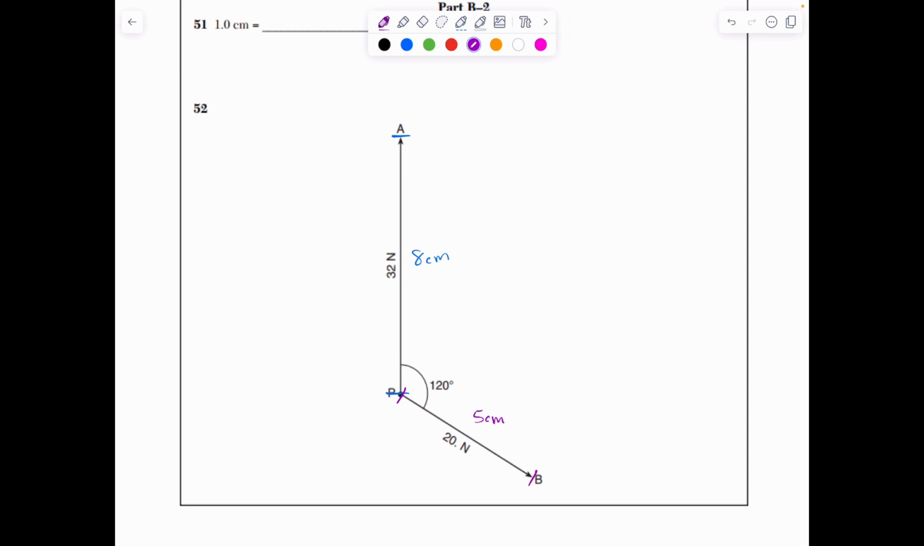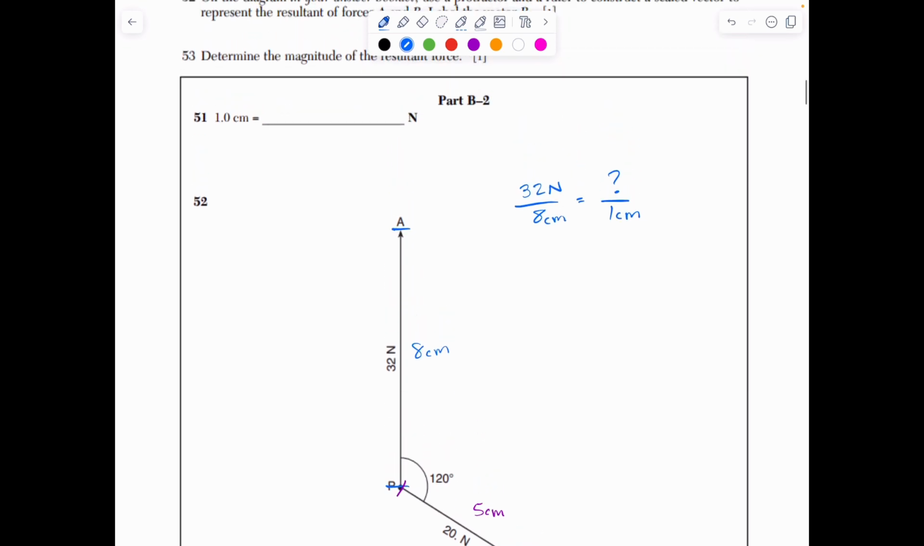But if not, you can always just set up a proportion or realize that you're doing this division. You're going to see that 32 newtons for every 8 centimeters would mean that we would have how many newtons for 1 centimeter? And so this proportion helps us get our answer really quickly. And we see that when we divide 32 by 8, we get 4 newtons per 1 centimeter. And so that's our answer. There's our scale. Okay, great.